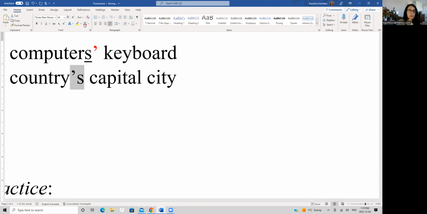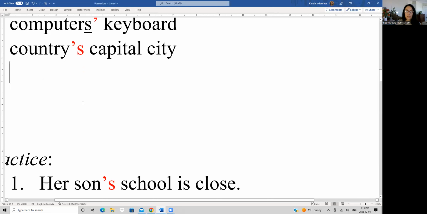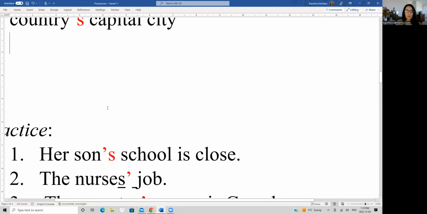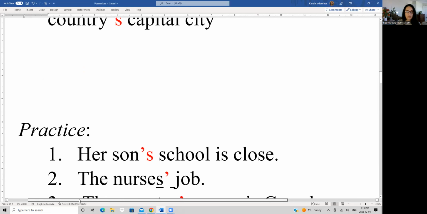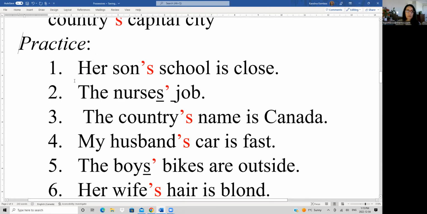Let's make this red for you so you can see the country. When you have an S at the end of the noun, you just put an apostrophe. When you don't have an S at the end of the noun, then you put apostrophe S to express possession. Okay, I will show you a couple of practice sentences that we did with my students.